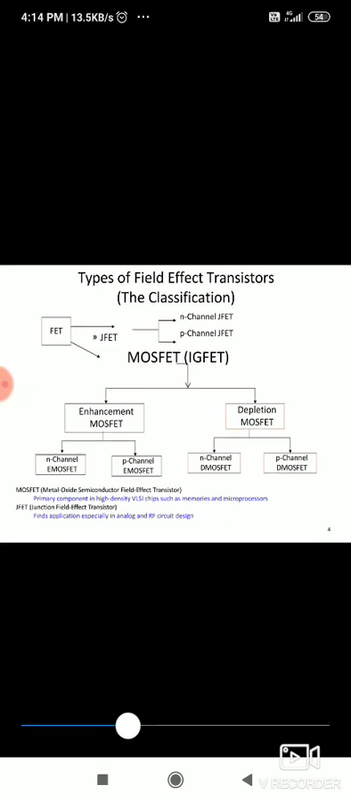Here, types of field effect transistors. FET classification: mainly broadly classified into JFET and MOSFET. And again, JFET is classified into two types: N-channel JFET and P-channel JFET.